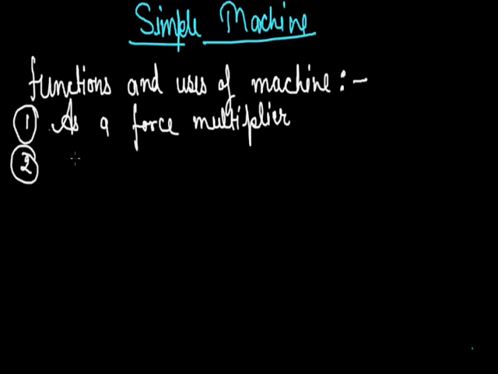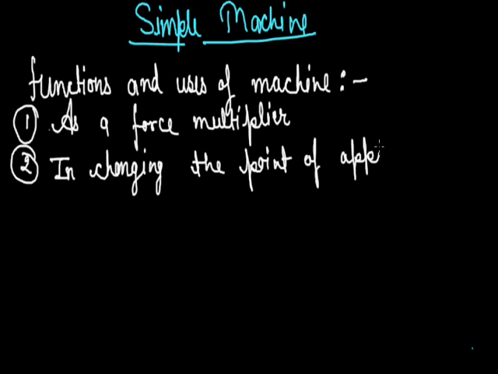Next, in changing the point of application of effort. For example, the wheel of a cycle is rotated with the help of a chain by applying the force on the pedal. Thus, the effort is applied on the pedal instead of applying it on the wheel. So, with the help of a machine, we can change the point of application of effort.